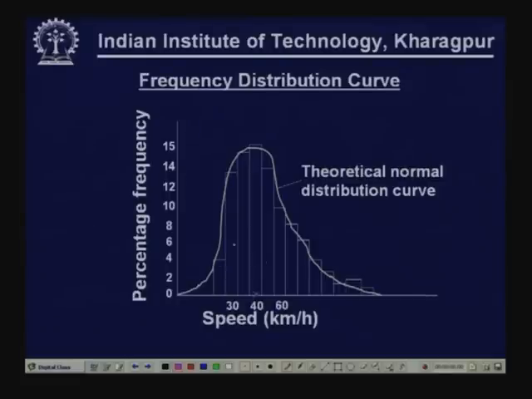So, you normally put it, and generally if we try to fit a theoretical curve, it will look like a normal distribution curve. Generally it may be another distribution also, but this is normally the shape. I have just shown a typical shape, but there could be different types of distribution of speed. So, that way one can present this spot speed data, which is known as a frequency distribution curve.